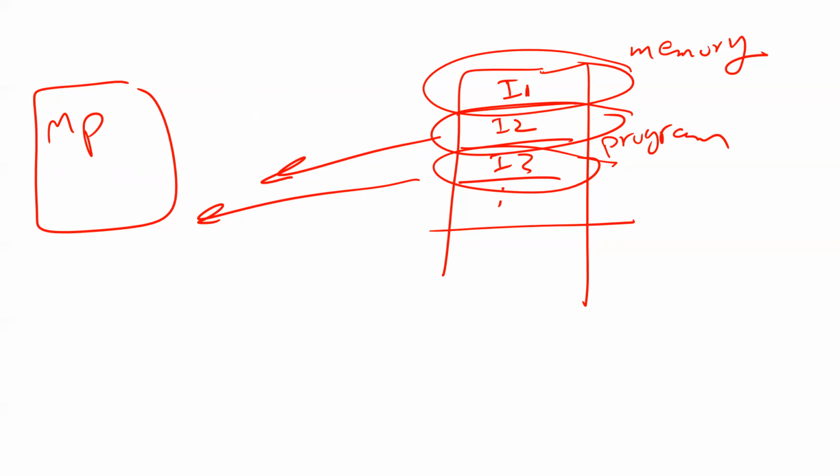What shall I do next? Memory, give me instruction 2, right? Memory is going to give me instruction 2. It gives me instruction, just a bunch of ones and zeros. And the good thing in this course, you will see these ones and zeros.